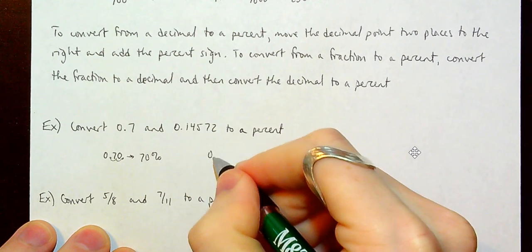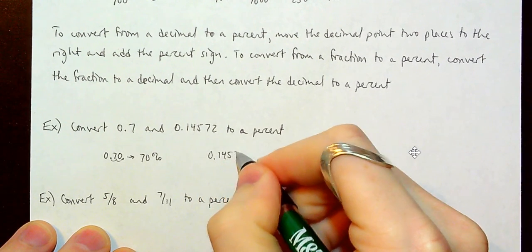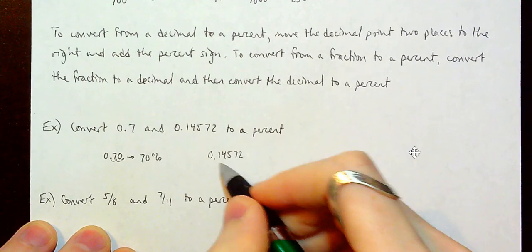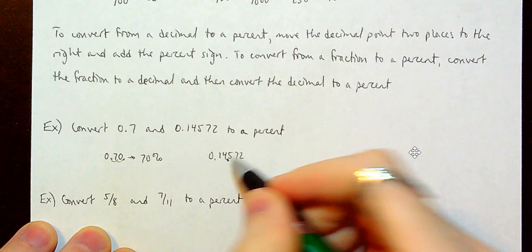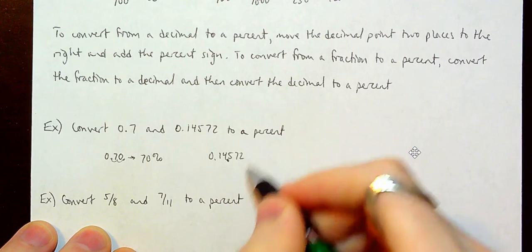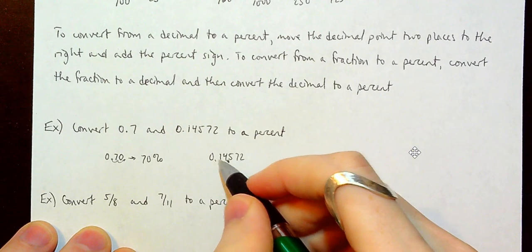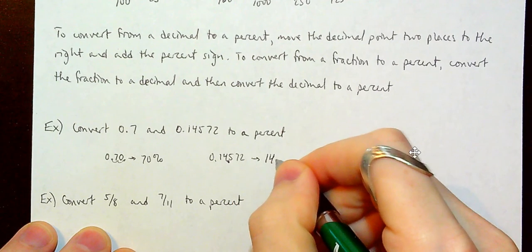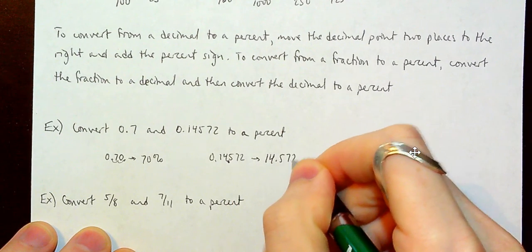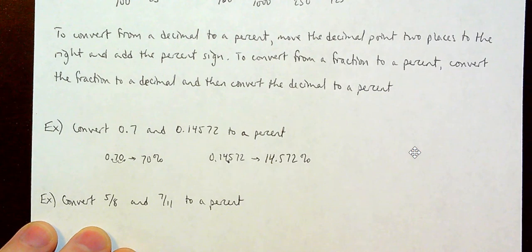0.14572. Again, decimal point, 1, 2 places to the right. 0.14 or 14.572. 14.572%.